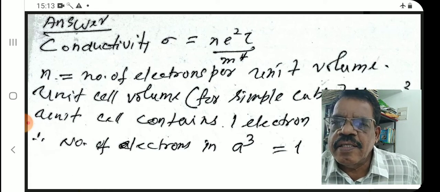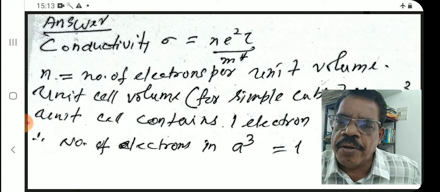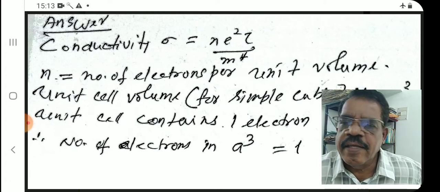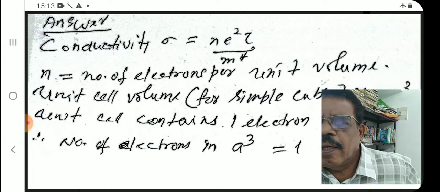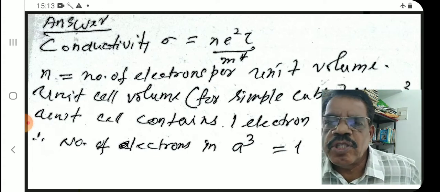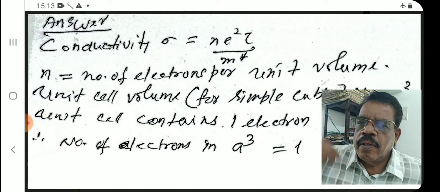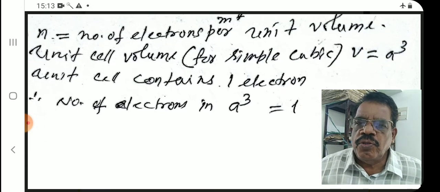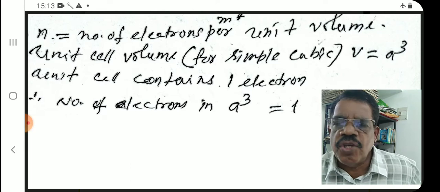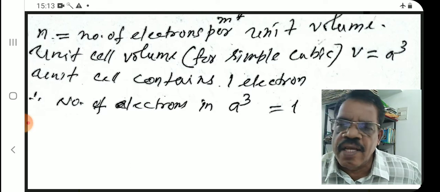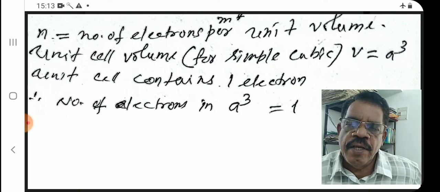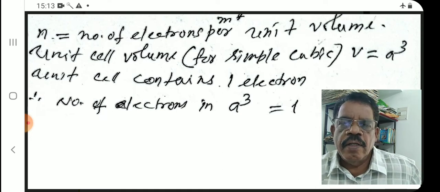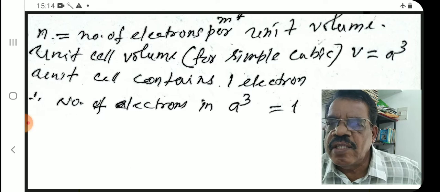Conductivity sigma is n e square tau by m star. M star is the effective mass of electron in the conductor. N is the number of electrons per unit volume. Here is the unit cell volume, this is a simple cubic crystal. Unit cell volume V is a cubed, the lattice constant, the lattice parameter, lattice spacing, in a unit cube. So volume of unit cell is a cubed.